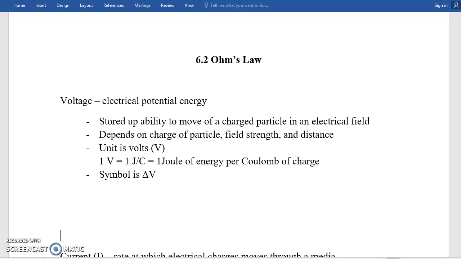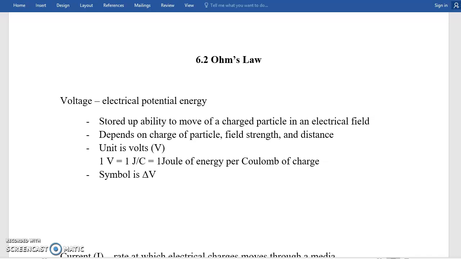Voltage is a form of potential energy. Basically, if you have a charged particle and it's sitting in an electrical field, it wants to move towards one pole or the other. It's being attracted to either the positive or the negatively charged pole. How strongly that desired move is, the amount of stored up energy, depends on a couple different things: how charged the particle is, what the field strength is, and the distance between the poles and the particle.